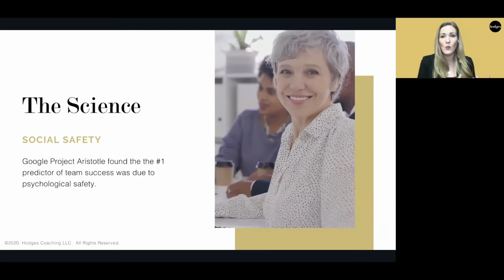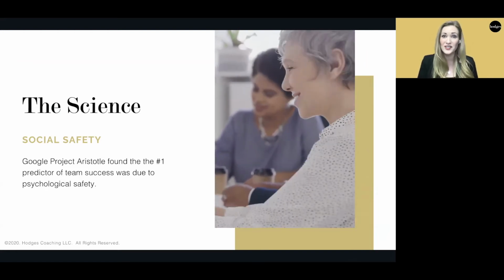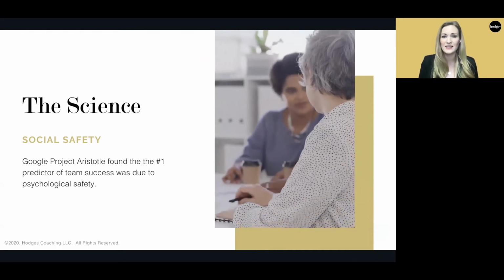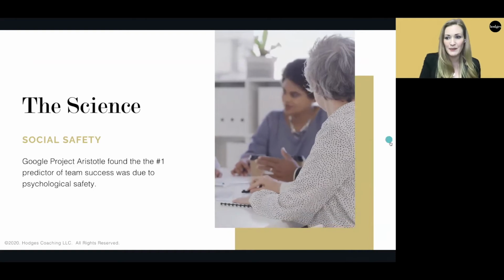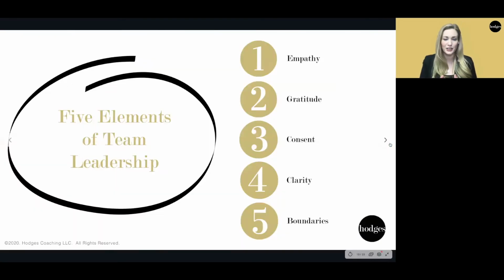First, we talked about why it's important to be a self leader who models social safety for yourself and within yourself. And now we're going to talk about why it's so important to create that across your team and how you can communicate with social safety. So let's look at the five elements of self leadership. All right, so first we have empathy. Empathy is a really hot word right now.